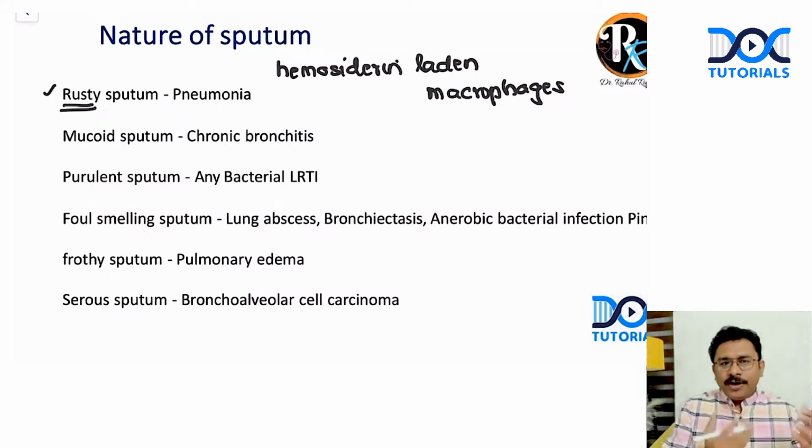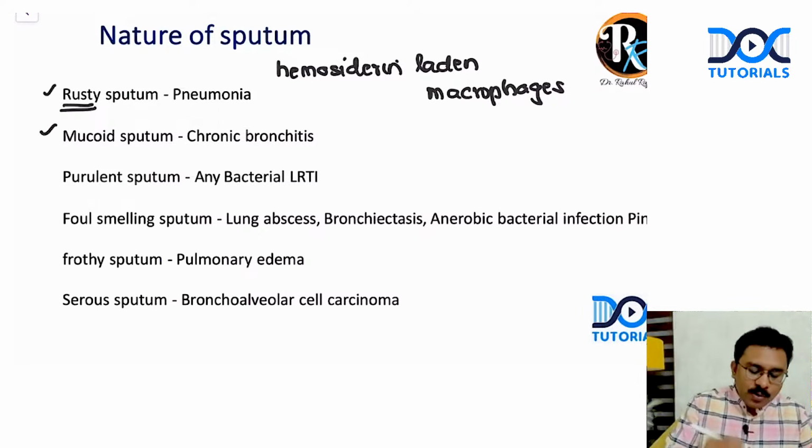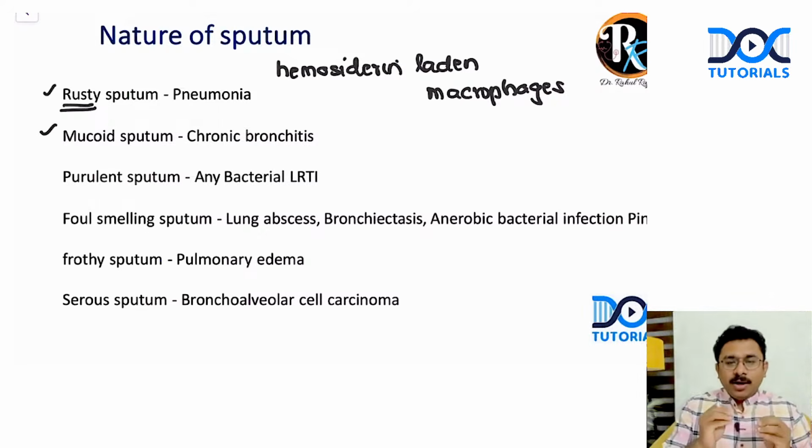Now, I have already taught you in my lectures in the DocTutorials app about the stages of pneumonia, if you remember, the stages of congestion, red hepatization, gray hepatization, and resolution. So during the red hepatization phase, you will have these RBCs. Subsequently, the hemoglobin gets converted to hemosiderin, and macrophages take it up, that is responsible for the rusty sputum, important. Then you have the mucoid sputum, again associated with chronic bronchitis. We know that in chronic bronchitis, the patient has a long duration productive cough, which is usually mucoid.